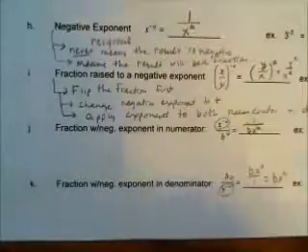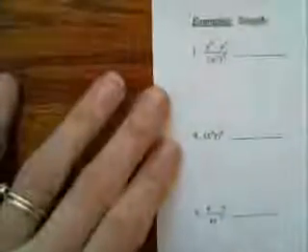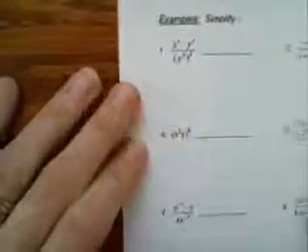So those are the 11 rules that we're going to have to work with. And a lot of times these rules are combined into single problems, and you'll see that as we do the first few examples on this page. So we'll start with example 1.